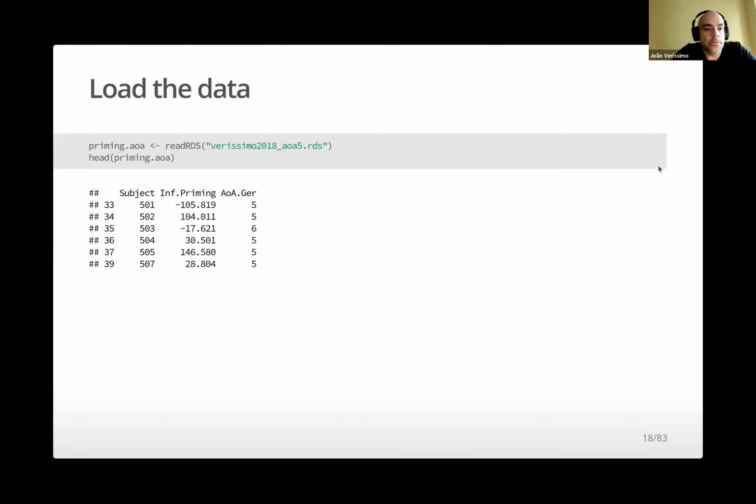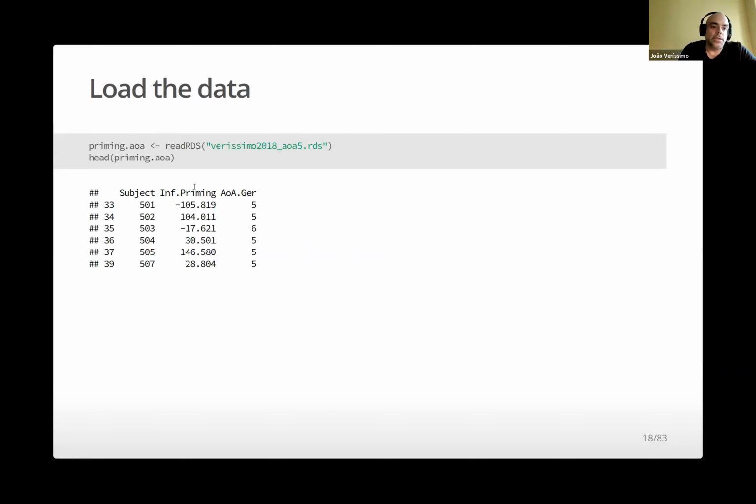We can actually load this data set by the readRDS function, and you'll find this data set within this RDS file. If you look at this data set, we have one row per participant, so we're not yet conducting a mixed effects model. This is just a simple regression with just one predictor, very simple example, so we get acquainted to how to do this within the Bayesian framework.